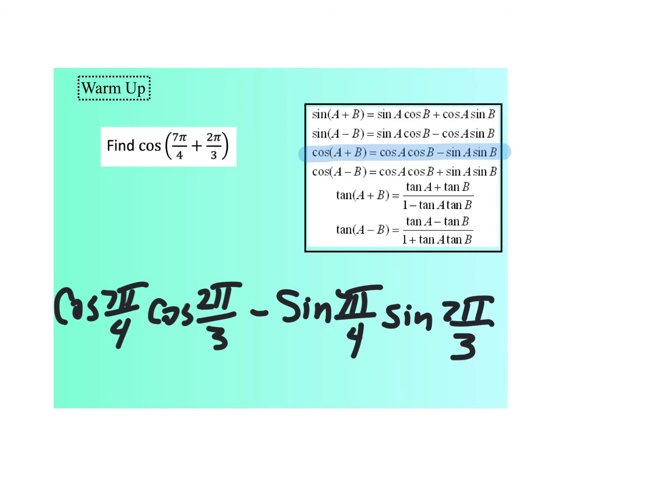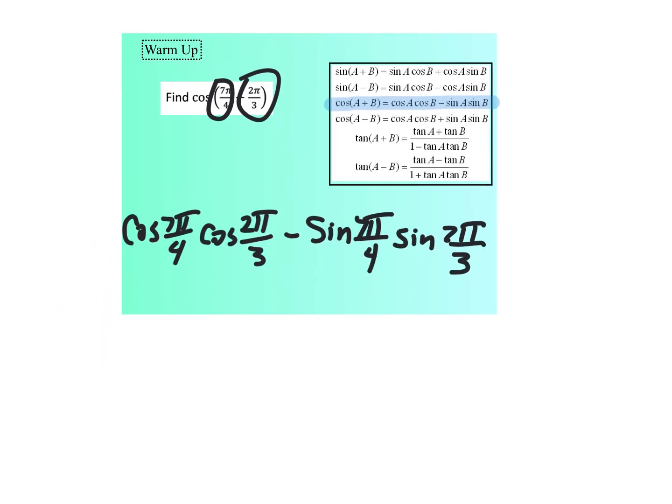Okay, so I started by getting the identity that was appropriate for this because it was the cosine, not sine, and it was add, not subtract. So I knew it was the blue one. And then I put all of the angles in from here and here. And now I just need to figure out what is cosine of 7 pi over 4.